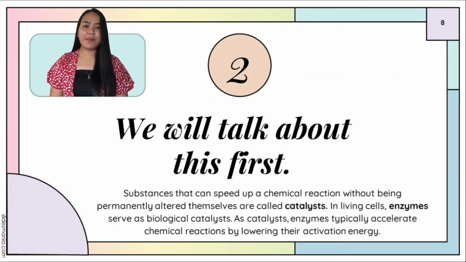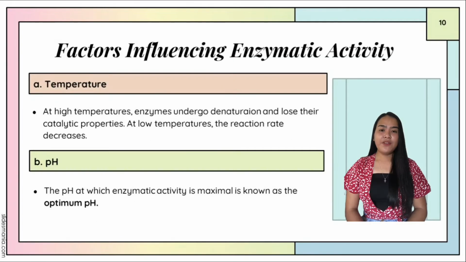Substances that can speed up a chemical reaction without being permanently altered in cells are called catalysts. In living cells, enzymes serve as biological catalysts. As catalysts, enzymes typically accelerate chemical reactions by lowering their activation energy. Factors influencing enzymatic activity. First is the temperature. At high temperatures, enzymes undergo denaturation and lose their catalytic properties. At low temperatures, the reaction rate decreases.